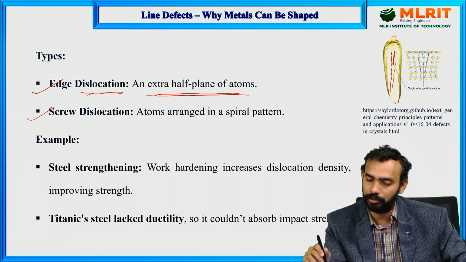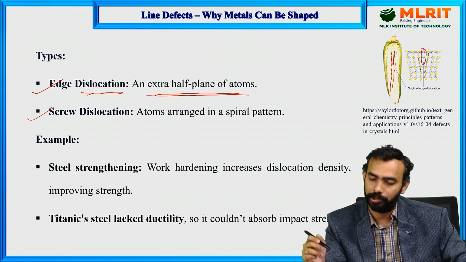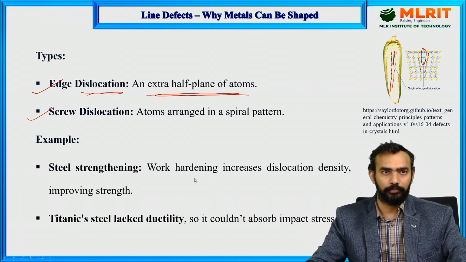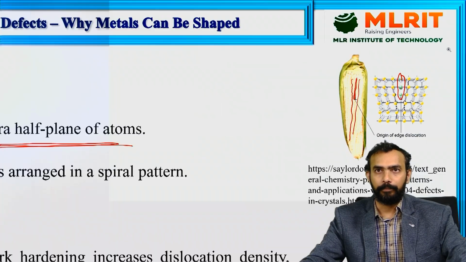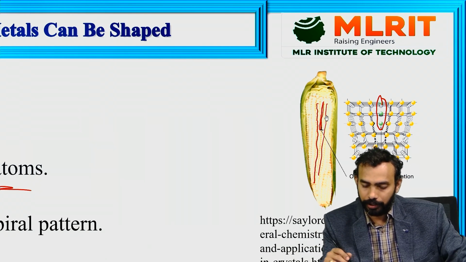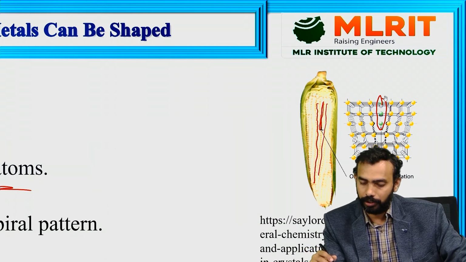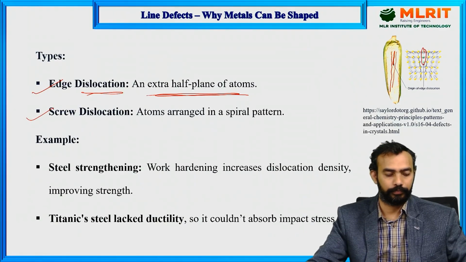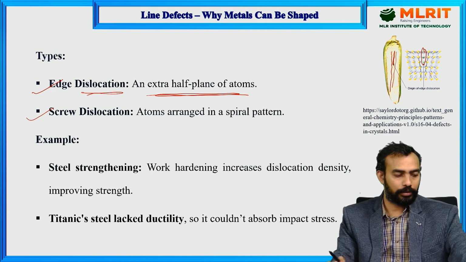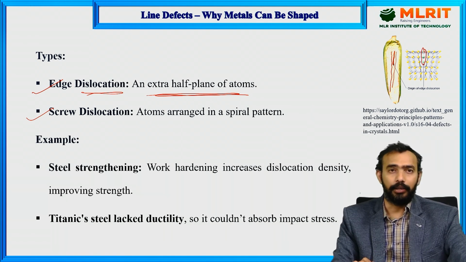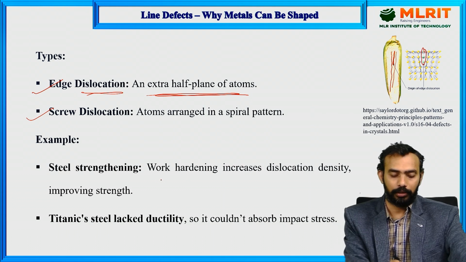Okay, this is an extra plane of atoms that is coming here. If you closely observe it, this is an extra plane of atoms that is present here. Right, so in our steel, these steels can be strengthened from these dislocations by strengthening mechanisms.